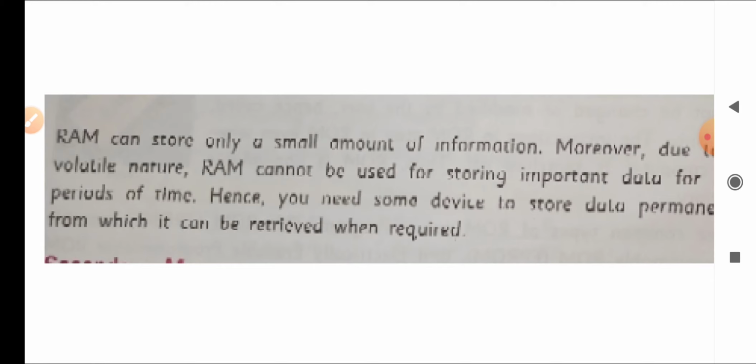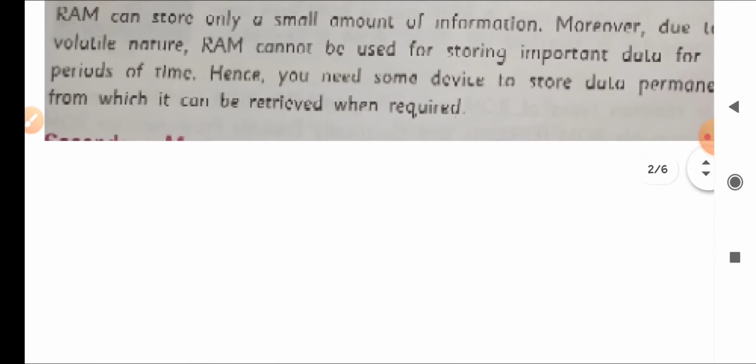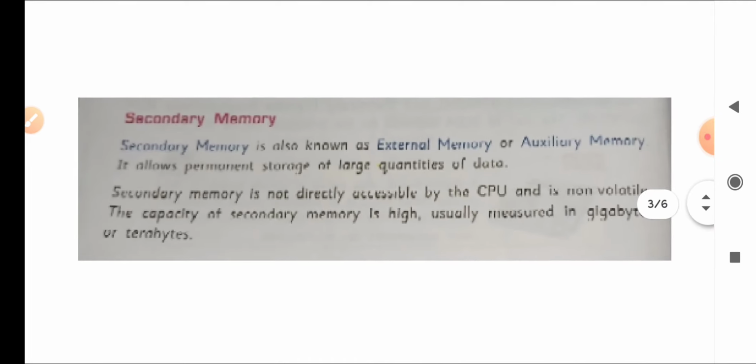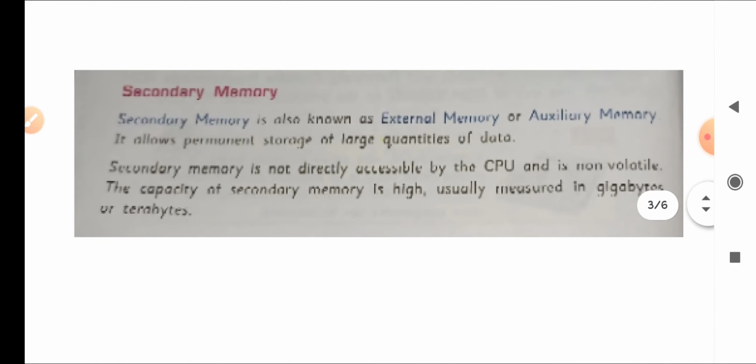Now this ROM and RAM is complete, so our primary memory is complete. As two types were there, primary and secondary memory, we have completed our primary memory. Now we'll go through the secondary memory. Secondary memory is also known as external memory or auxiliary memory. It allows permanent storage of large quantities of data. Secondary memory is not directly accessible by the CPU and is non-volatile. The capacity of secondary memory is high, usually measured in gigabytes or terabytes.